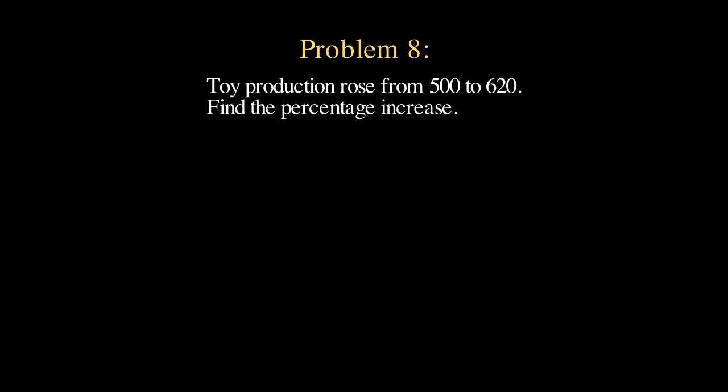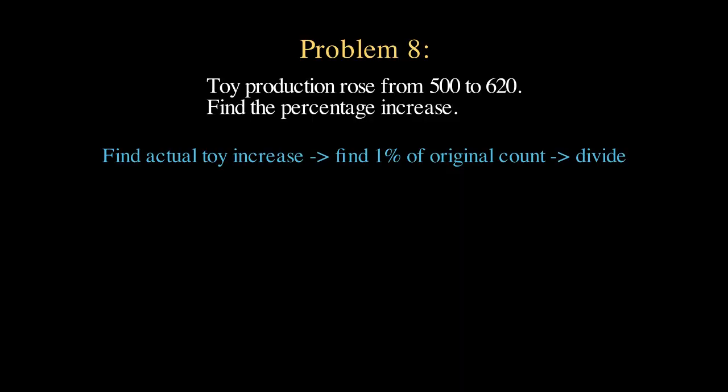A factory produced 500 toys last week. This week, production increased to 620 toys. What is the percentage increase in production? Just like the price rise scenario, we start by finding the actual increase in the count of toys, then find the value of 1% of the original count and divide.